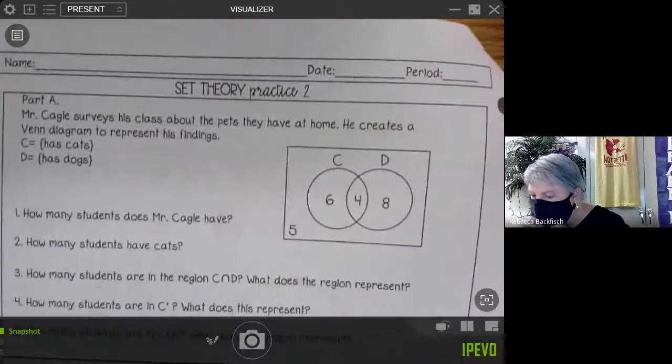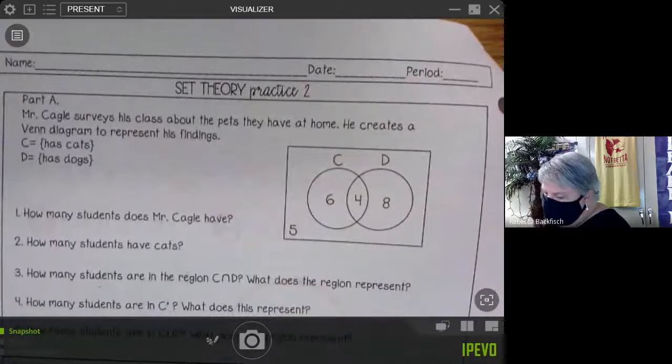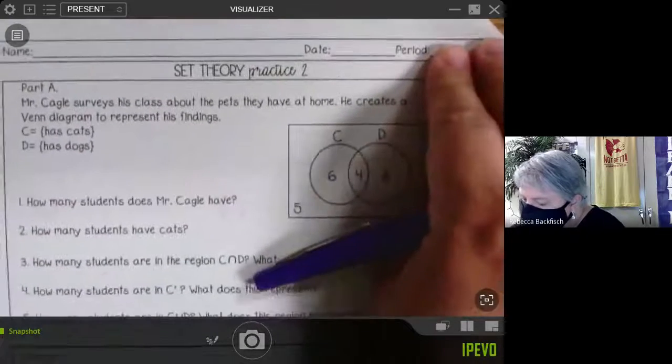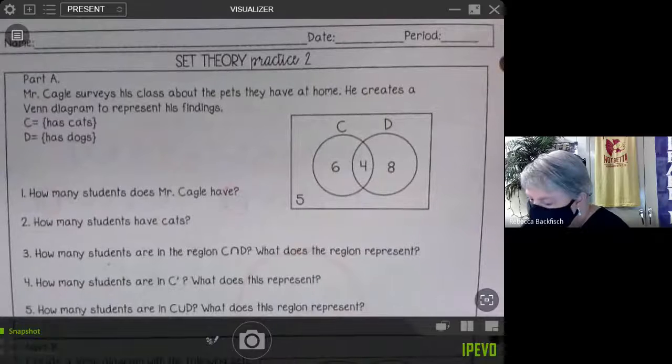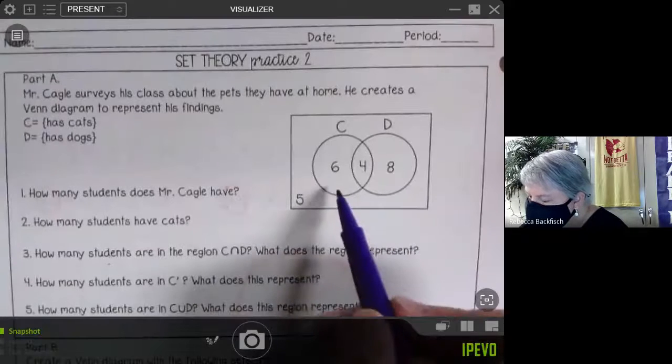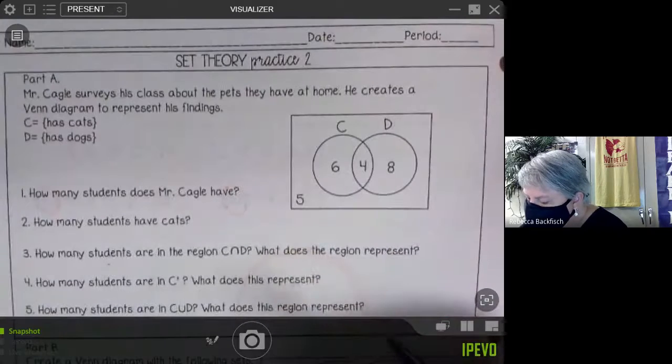Set theory practice number 2, part A. Mr. Cagle surveys his class about the pets they have at home. He creates a Venn diagram to represent his findings. Set C is people who have cats. Set D is people who have dogs. And basically, we're not being told names of people. We're just being told how many people are in each group.